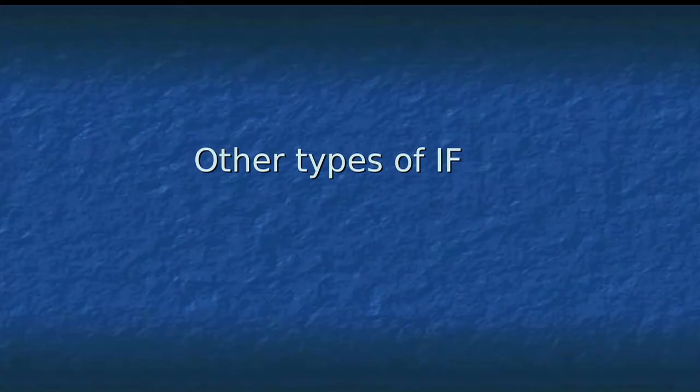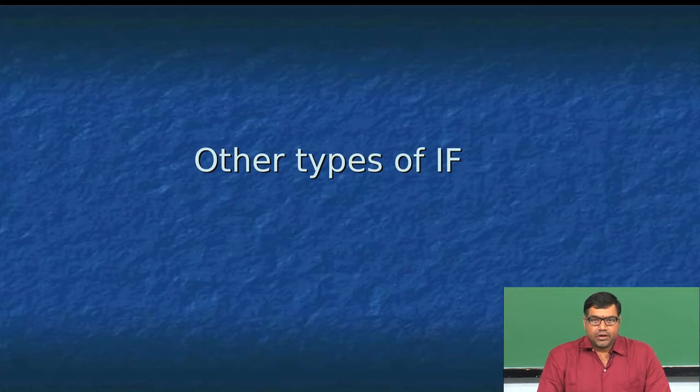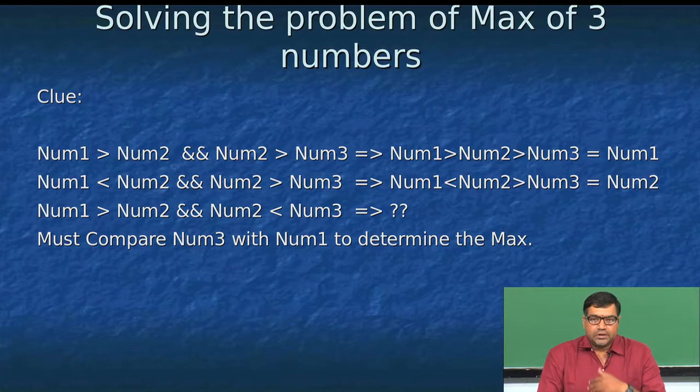So, in solving the problem of finding the maximum of 3 numbers, we found that we had a logical error, whereby in a few of the cases we were not able to identify which was the maximum of the 3 numbers. How do we now come up with logic for solving the problem? In the if statement we had put a statement like this: if num1 is greater than num2 and num2 is greater than num3, then this implies that num1 is greater than num2 than num3, and therefore num1 was declared as the maximum of the 3 numbers.